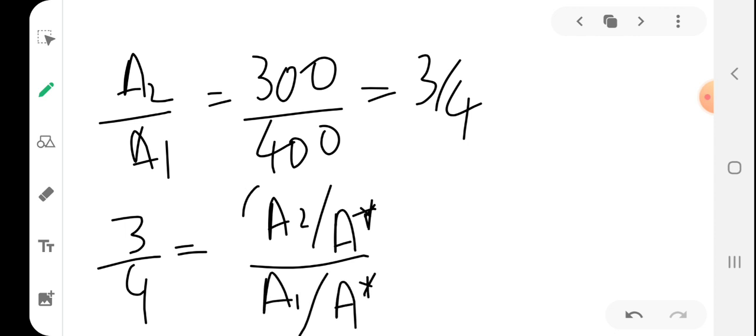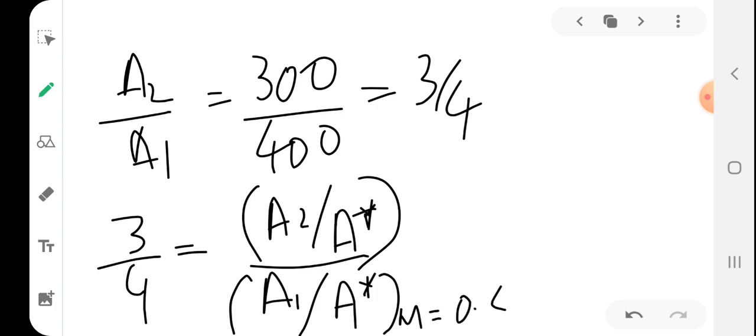So what is A2 by A star? It means the ratio of the area of the section where the Mach number is unknown, and A1 by A star is the ratio of the area of the cross section where Mach number is 0.4 to the critical section. So here Mach is 0.4, and here Mach is unknown. So this is M2, and this is M1.